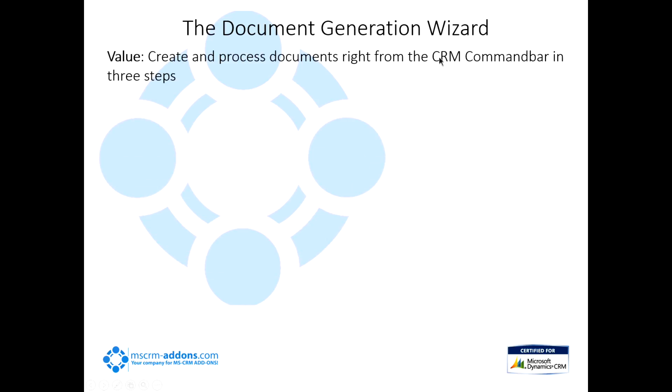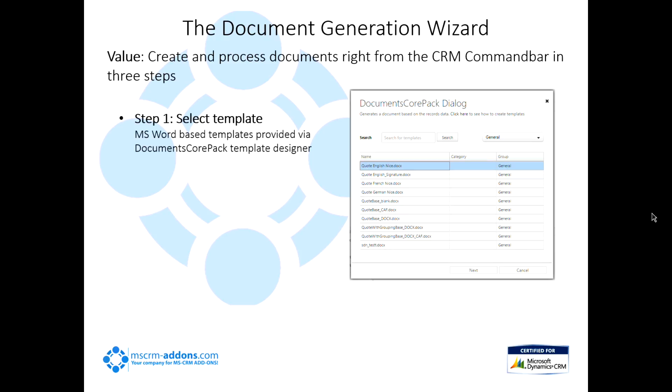So what we're here to talk about today is the document generation wizard. The value of that is to create and process documents right from the CRM command bar in 3 steps. The first step is basically when I hit the Create Document button, I'll get a pop-up and be able to select my template from a list of templates that I have. They'll be grouped together. You can choose different groups. You can group your templates any way you want to. But basically the first step is to choose that template.